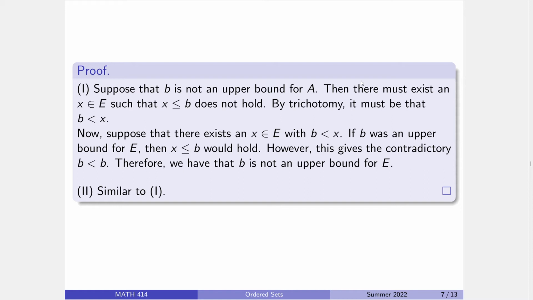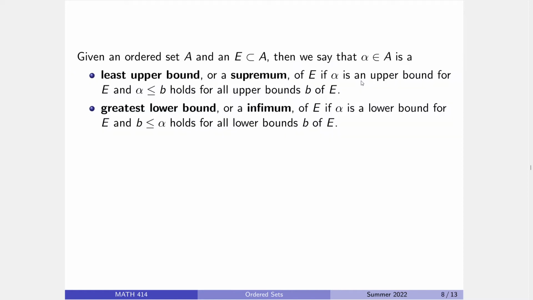So amongst upper bounds, the ones that are the most important are the least ones. For an ordered set and a subset, an upper bound is called a least upper bound if it itself is an upper bound, and it's smaller than all other possible upper bounds. Note that there's kind of a flip here, right?